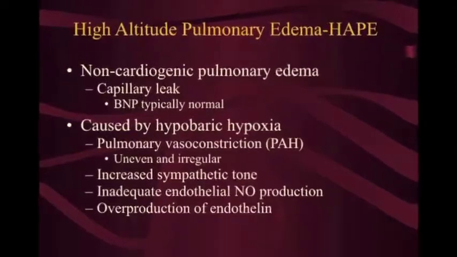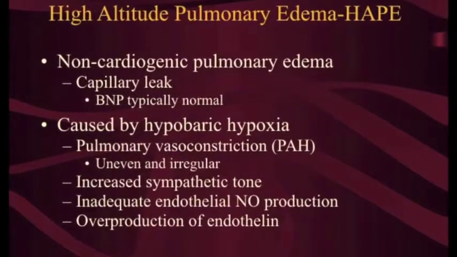High altitude pulmonary edema. This is a fun one to talk about, or HAPE, high altitude pulmonary edema. It's another one of these non-cardiogenic pulmonary edemas. It's just a capillary leak syndrome. The BNP, the brain natriuretic peptide, is a hormone released by your heart in the setting of excessive volume, usually excessive stretch, and it makes you urinate out some of the extra fluid. That's almost always high in classic heart failure, and it's typically normal here.